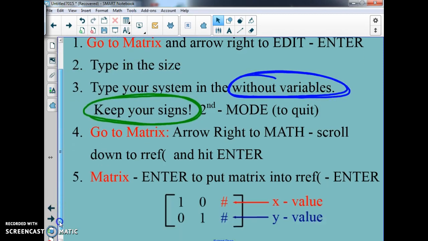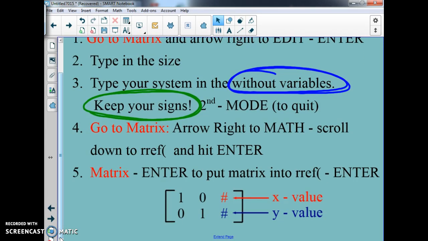Our matrix value will look something like this. I'll have 1, 0, and then a number. That's my x value, because after all, this would be the equivalent of saying 1x is equal to whatever this number is. Down here, I'll say 0, 1, and a number. That would be the equivalent of saying 1y is equal to whatever that number is. Okay? That's how this works. So 1, 0 will tell you your x value, 0, 1 will tell you your y value.